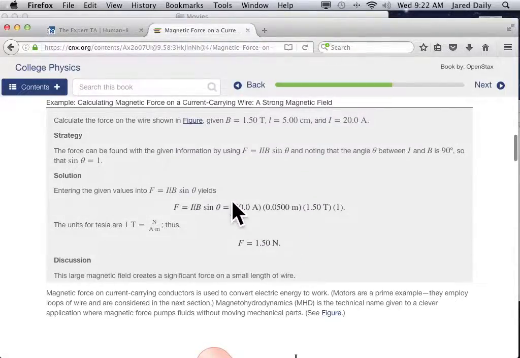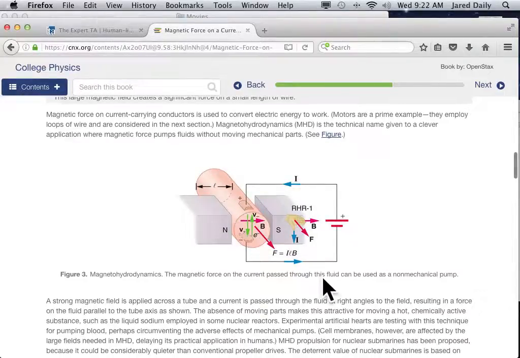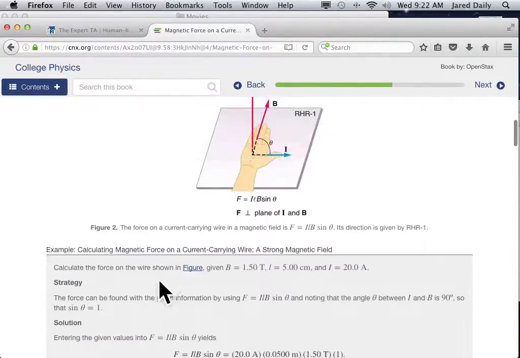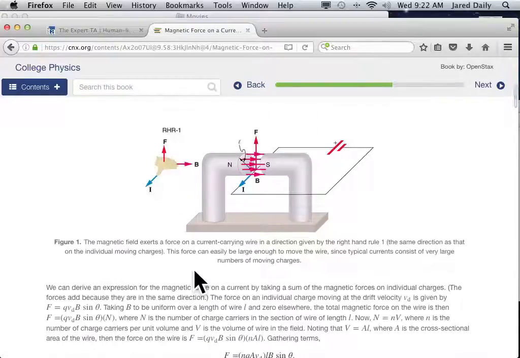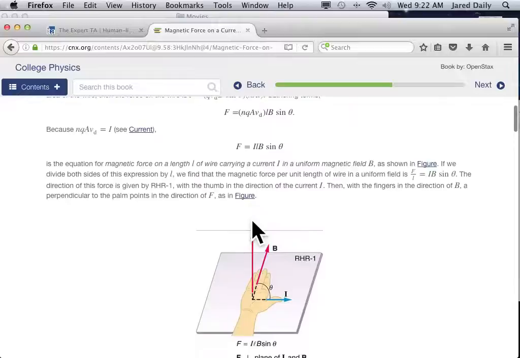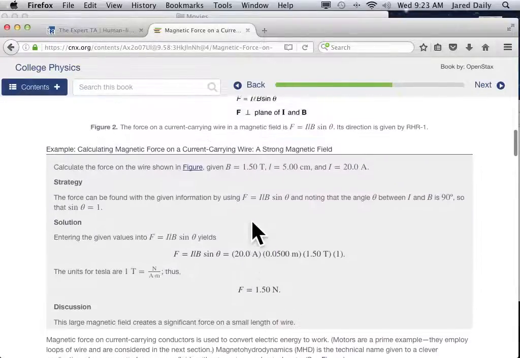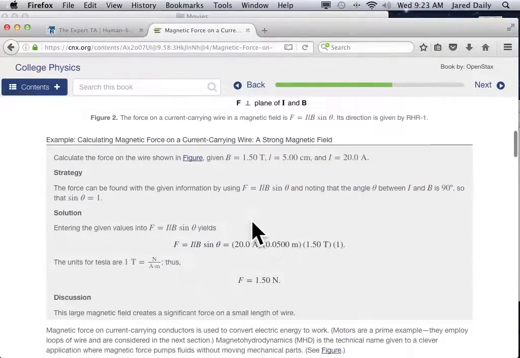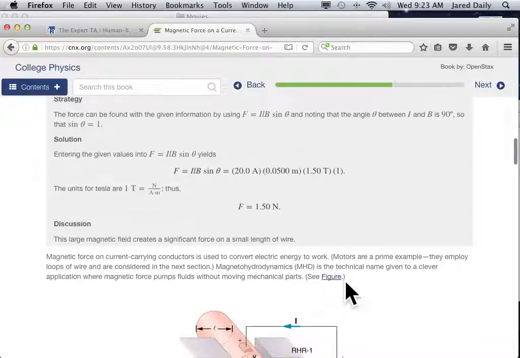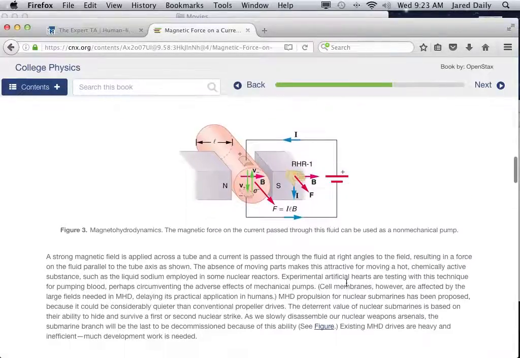So we have this figure down here where we have the wire going straight through. No, it's this one right here. We have the wire going straight through, so it is perpendicular to the magnetic field. And they want us to calculate the amount of force. They tell us the magnetic field, the length of the wire, and the current, so we just plug them in. Current times length times magnetic field times the sine of 90, which is just 1. You have 1.5 newtons of force. It's a pretty big magnetic field, so you get a lot of force.